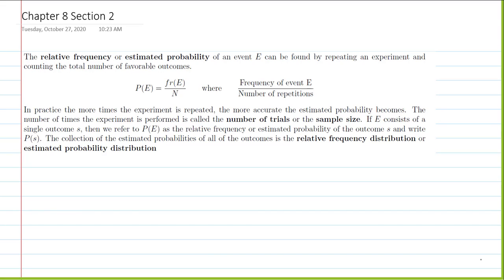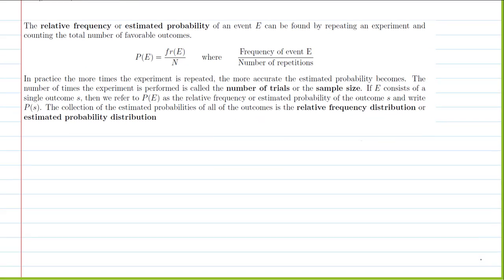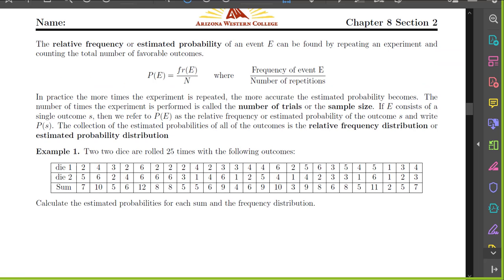So oftentimes this is also called the experimental probability. So if we do an experiment over and over and over again and make some observations, we can then use those observations to make predictions or calculate probabilities involving that event.